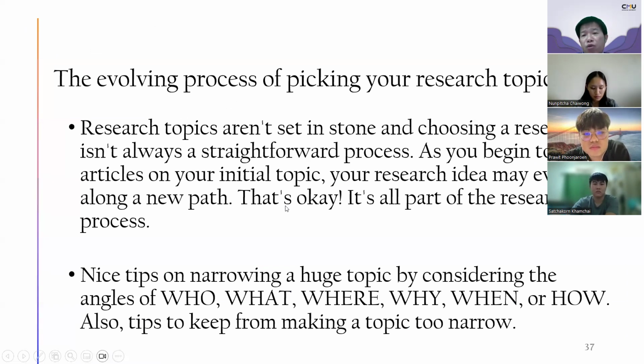Evolve the process of picking up your research topic. The first research topic is not set in stone. You need to choose a research topic, and it's not always a straightforward process. You need to be flexible and begin looking for articles on your initial topic, with your interest and your idea, and new parts will pop up.